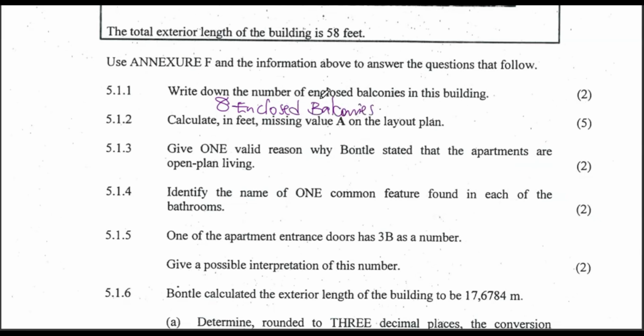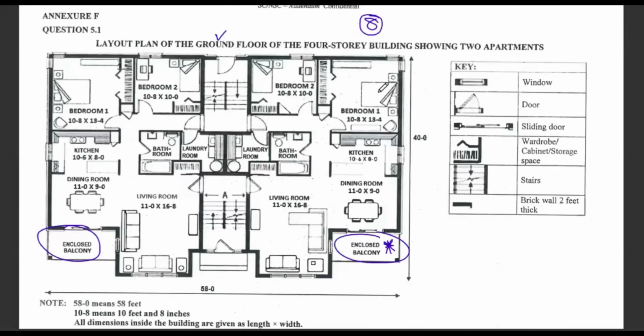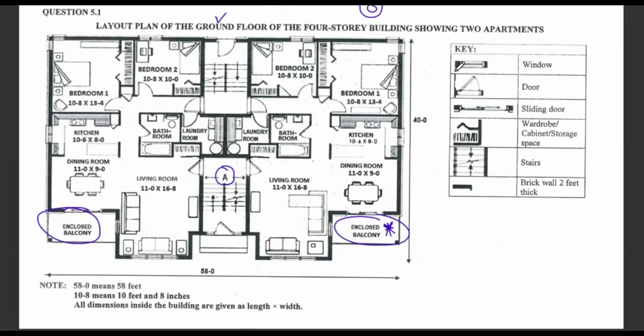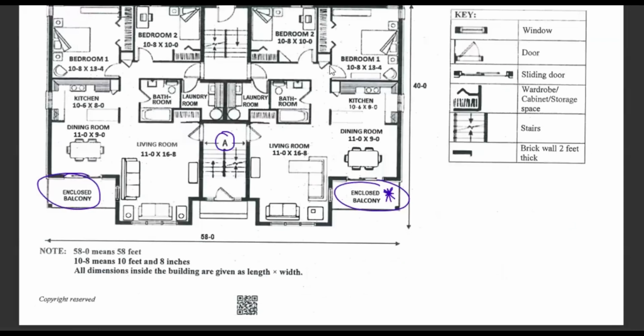All right, calculate in feet the missing value of A. We have to go to the annexure here and we see the missing value of A, it's here. It's in between the houses. So we shall ask ourselves, if from here up to there, it's 58 feet, what about from here up to there? Remember, all dimensions of the building are given as length by width.